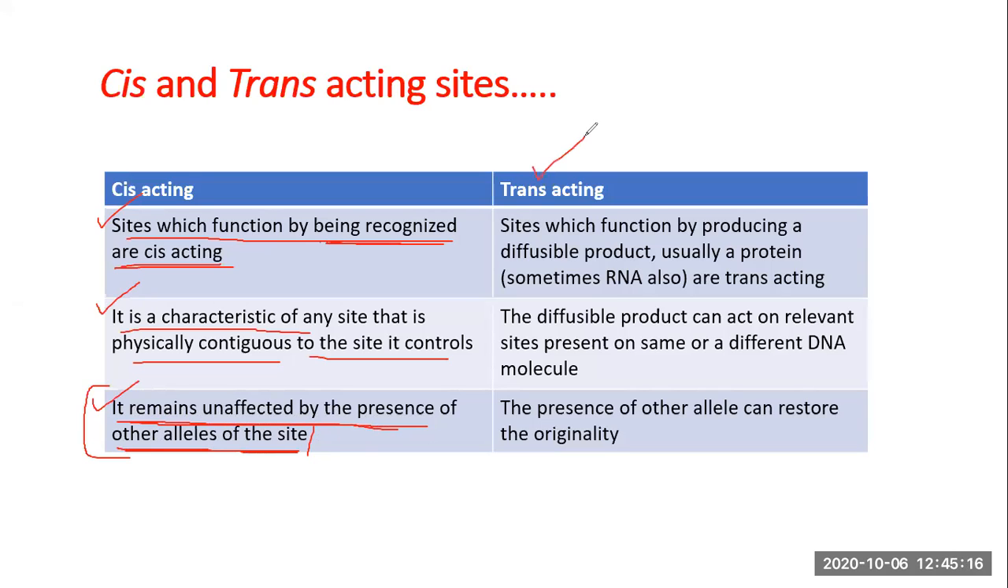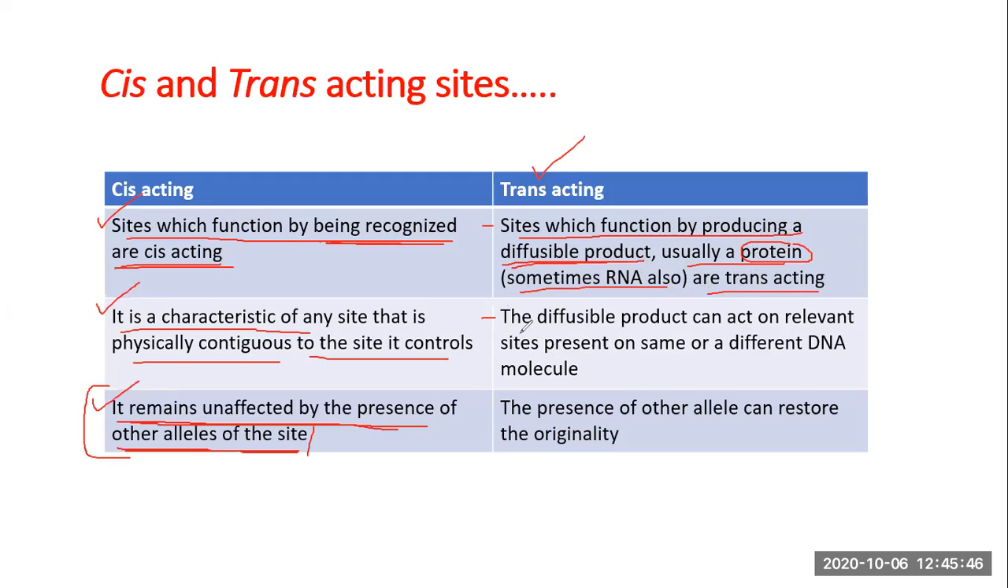Vis-a-vis trans-acting sites. What are their characteristics? So trans-acting sites are the sites or genes which function by producing a diffusible product. Usually they code for something, usually a protein. Sometimes it can be RNA also. These sites are called trans-acting. Cis-acting sites normally do not code for anything. Trans-acting sites code for either a protein, in the majority of cases, or sometimes an RNA.